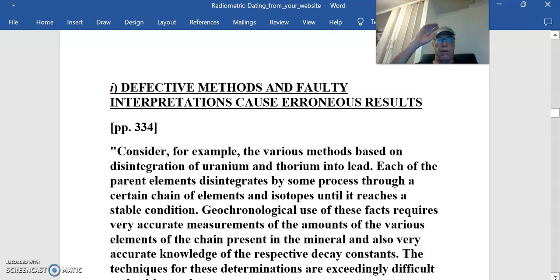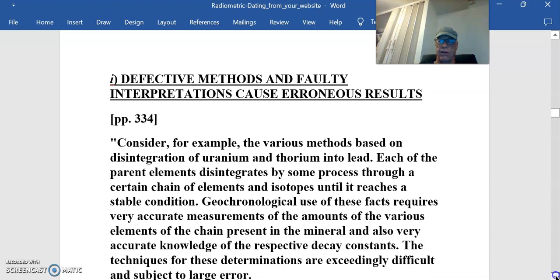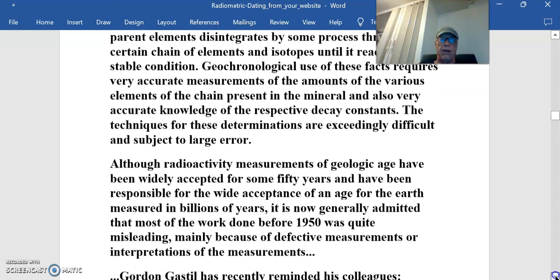Each of the parent elements disintegrates by some process through a certain chain of elements and isotopes until it reaches a stable condition. Geochronological use of these facts requires very accurate measurements of the amounts of the various elements of the chain present in the mineral, and also very accurate knowledge of the respective radioactive decay constants. The techniques for these determinations are exceedingly difficult and subject to large error.